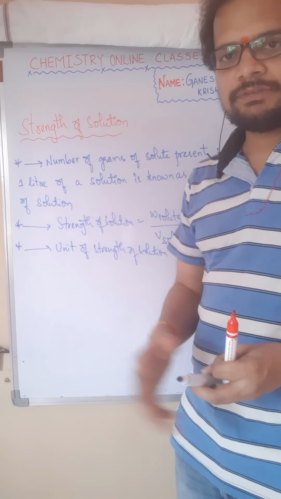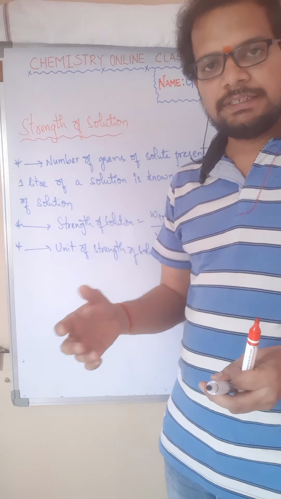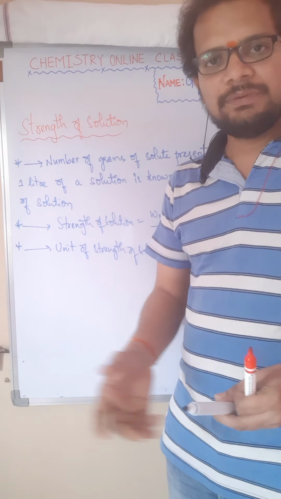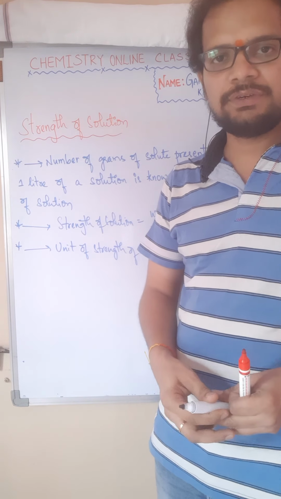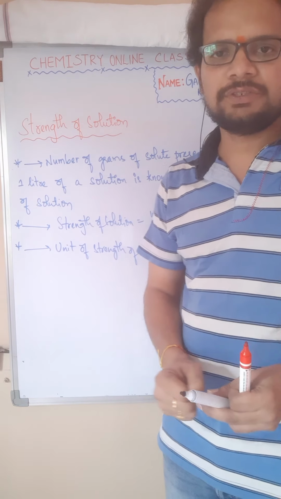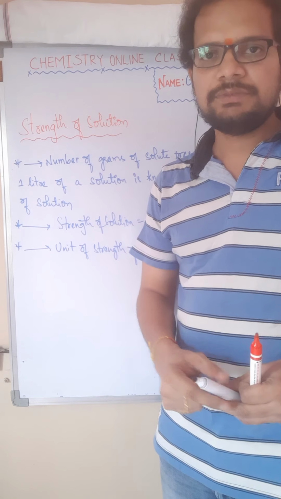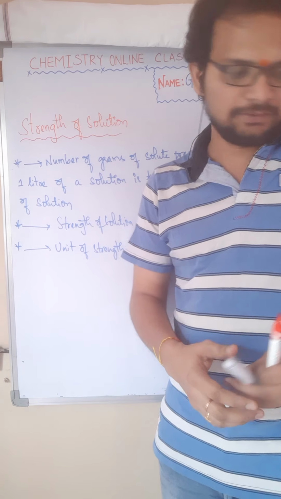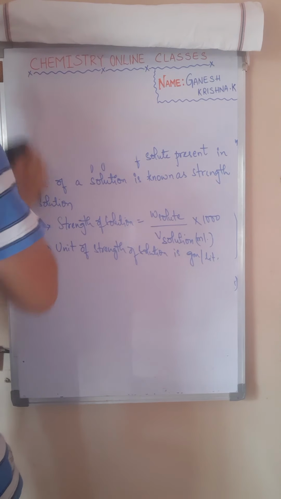So these are the concentration terms which come under the physical methods. In all these concentration terms we measure the amount of solute either in grams or in milliliters, which can be physically weighed using weighing balances, but we cannot find the number of particles by these concentration terms. These are called the physical methods of concentration terms. And coming to the next thing, that is the chemical way of measuring the concentration terms.